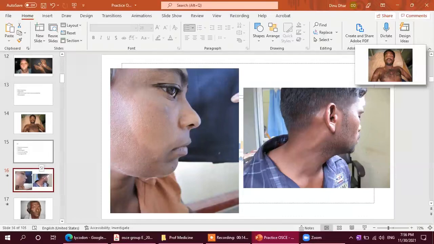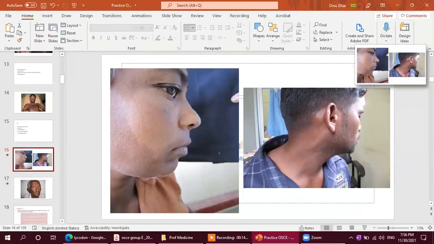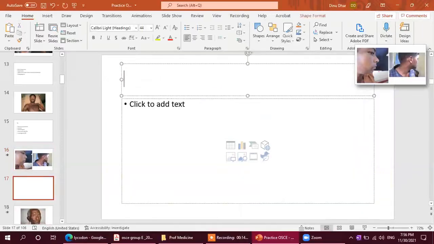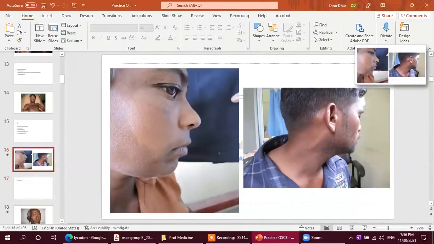Now these pictures are of leprosy. If you follow the laser pointer, you can see this hypopigmented patch on the face. If you see that, most likely leprosy.